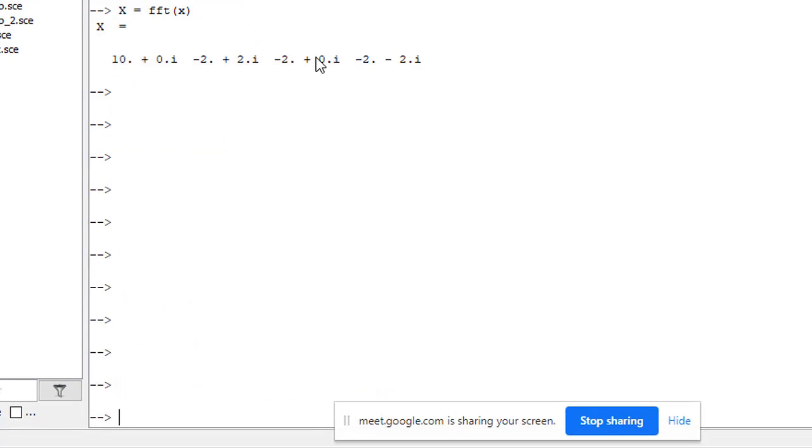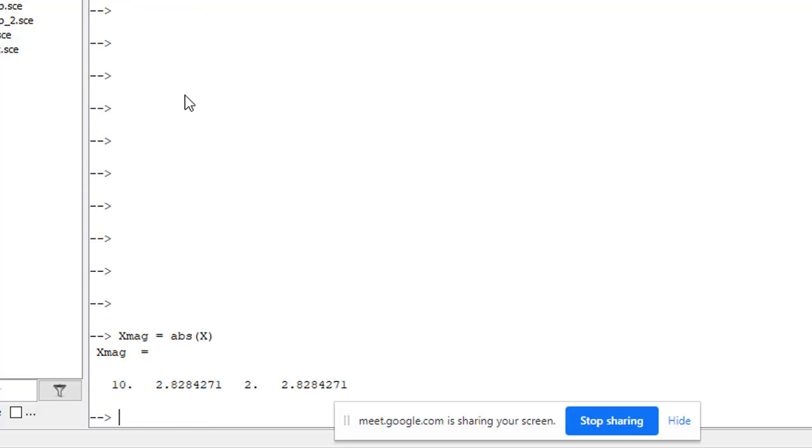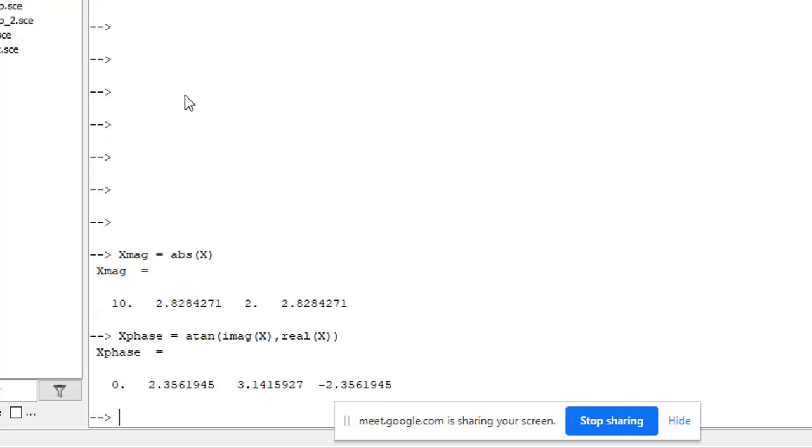I need to find even its magnitude and phase angle, and I already told you how. How do I find magnitude? Xmag is equal to abs of X of k, but X of k is in capital X. So it is 10, 2.828, 2 and 2.828. And the phase angle, Xphase, is equal to atan of the imaginary part, imag of X, and the real part, real of X, which is X in our case. If I hit enter, I should get 0, 2.3.